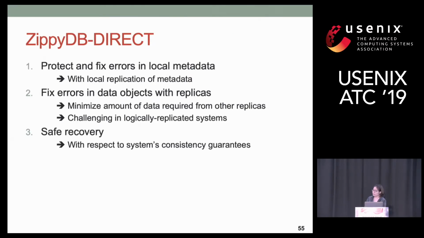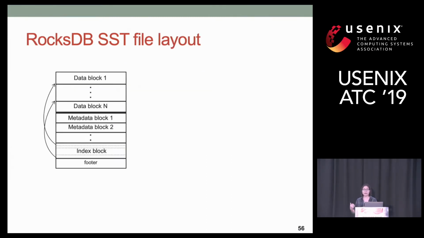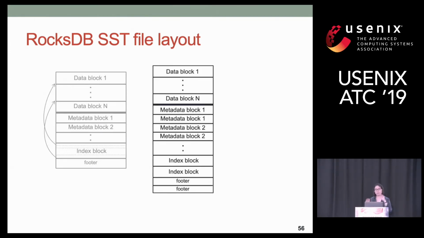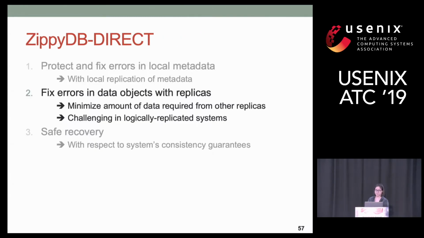As a recap, these are the three techniques, and let's see how we apply them to ZippyDB. First, we need to replicate the metadata. Here's the file layout for SS tables in RocksDB. You basically have a number of data blocks, which are followed by metadata blocks. This is very straightforward. We just replicate the metadata blocks inline. RocksDB also has a number of metadata files that we also replicate, like the manifest and the log file, and those are replicated separately.